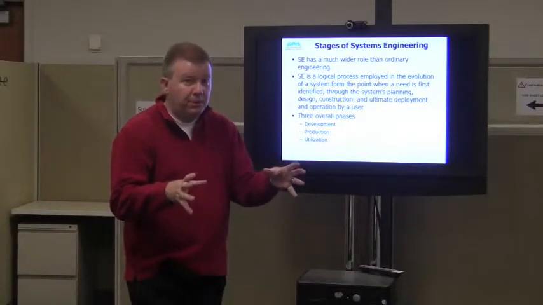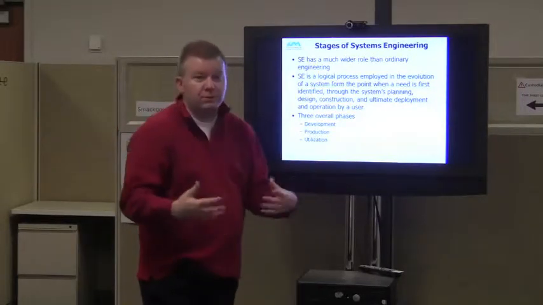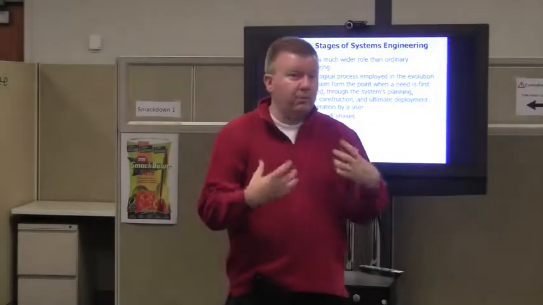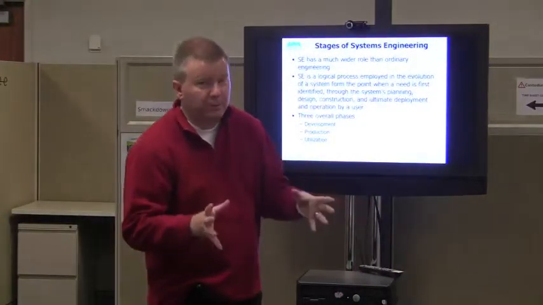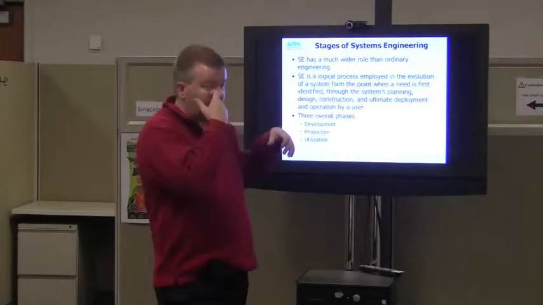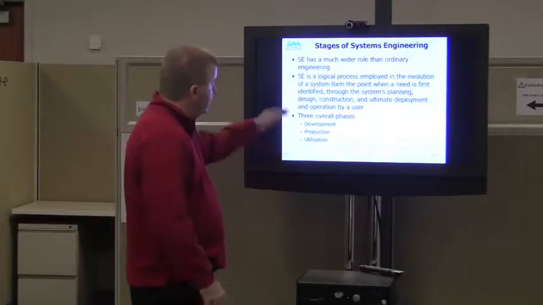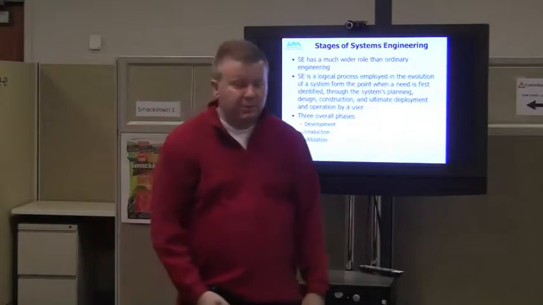We've now done it. We've designed it. It's ready to go. We then produce it. We can mass produce it. We might just create one of them, whatever. Then we produce it, right? And then we use it, right? So utilization is we use it, we get rid of it, we dispose of it, okay? So those are the 3 overall phases that we go through.